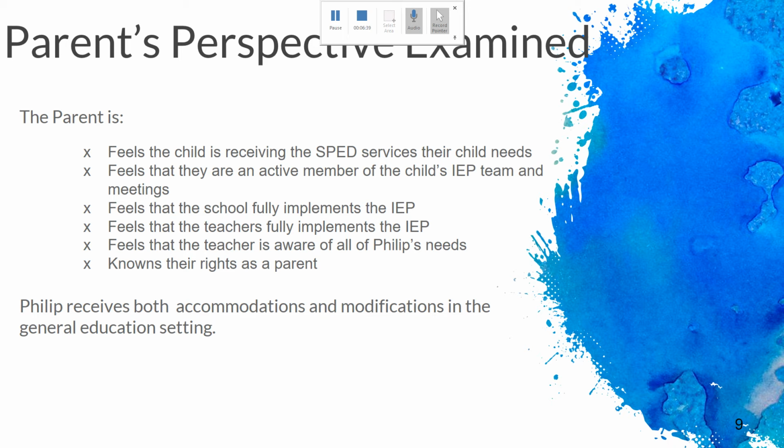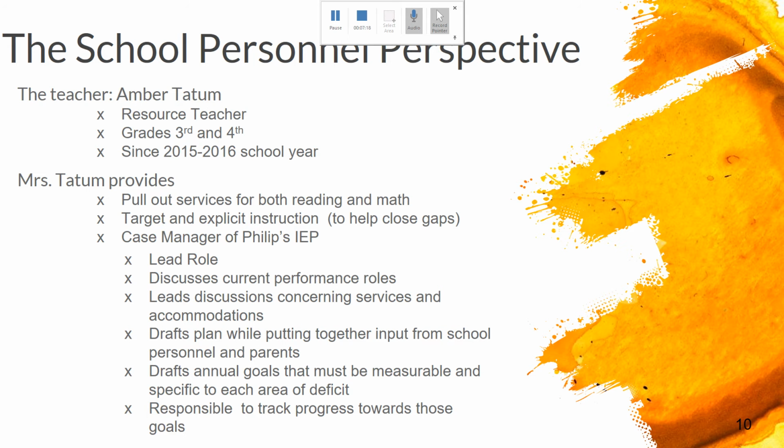The parent also feels that the teacher is aware of all of Philip's needs, and the parents also know their rights as parents. So that's very important whenever a parent is new to a program such as an IEP, they need to know their rights as a parent and what they can do for their student. Philip receives both accommodations and modifications in the general education setting. And upon discussing this with Philip's mother, she is very happy with the services that Philip is receiving at his school from Miss Tatum. So now I will be discussing the school personnel.